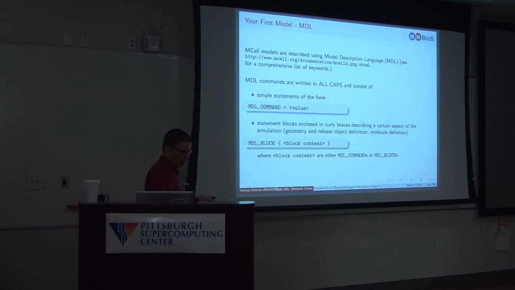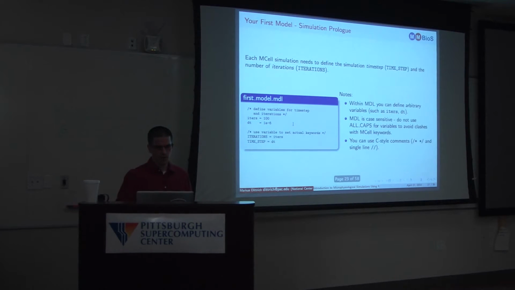And so this MDL language is fairly simple. It basically consists of keywords that are all caps and values that are assigned to these keywords, or MDL blocks that contain a certain amount of content that describe how your geometry looks and the properties of your molecules. So we'll just start by looking briefly at some MDL. What we'll do now is build up a model by hand. It's called firstmodel.mdl. It's a very simple MDL file just to show you the basics.